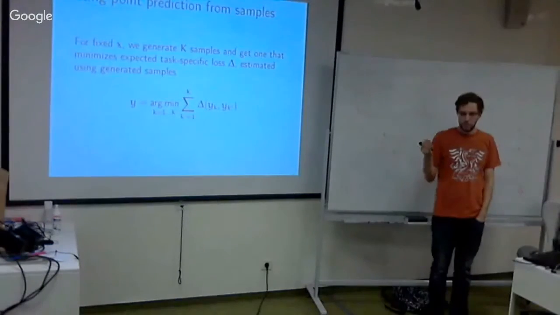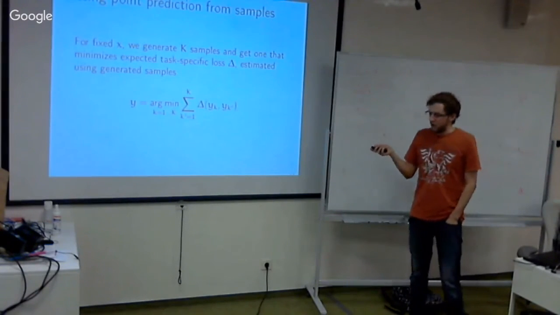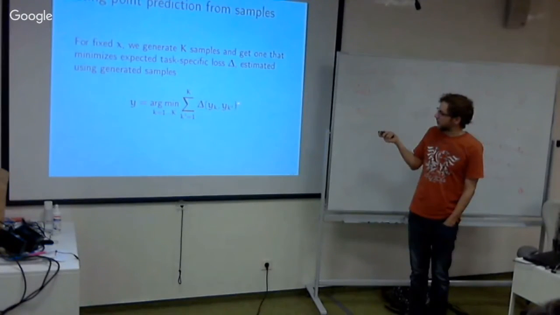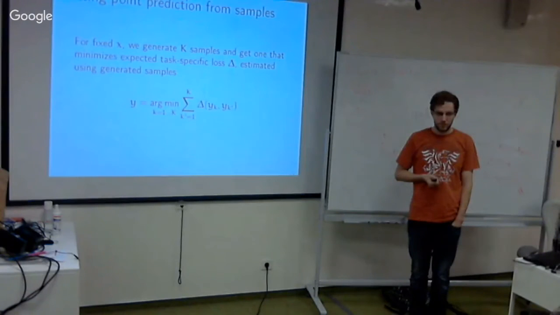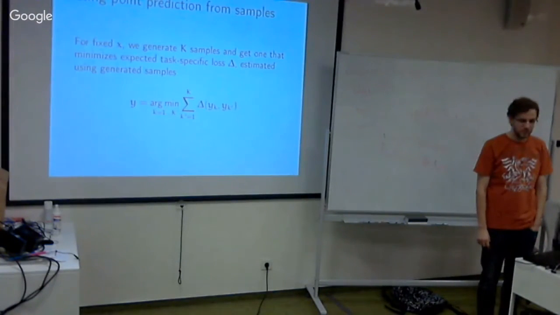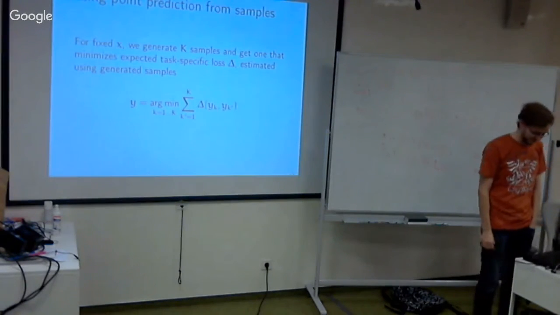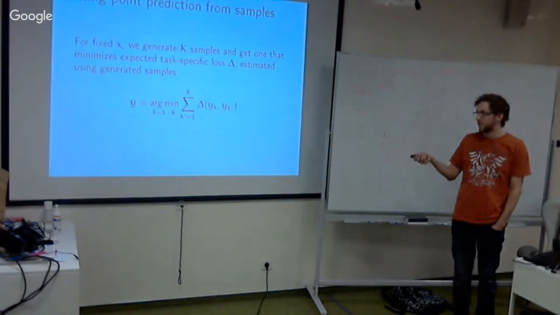You get several samples as output, and to get the best one, we will take them all and compare. Actually, we will minimize the task-specific loss, which we estimate on the same samples from the neural net. Just the mean over y, if you use your loss function. So in the case of L2 loss, this is that. But if we have some other task-specific loss, for example L1, then what would it be?